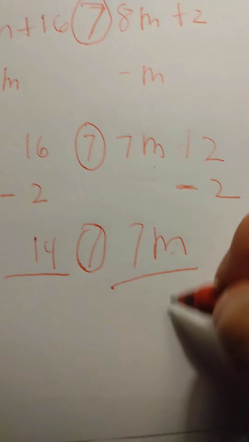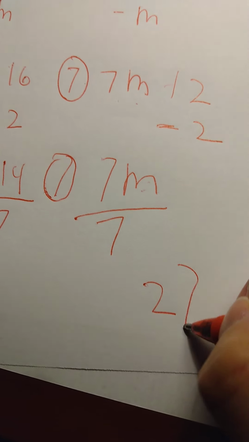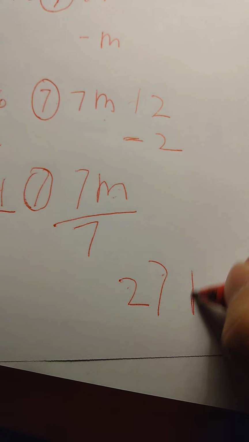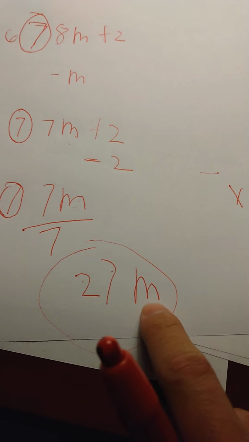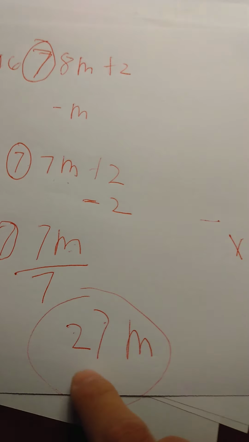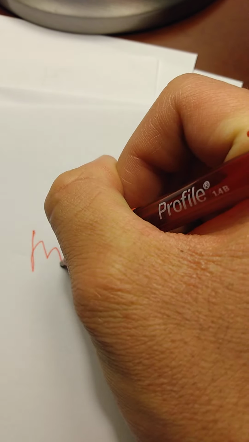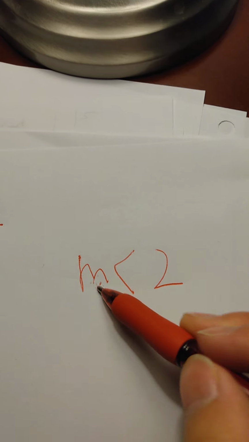So 7m, divide that by 7, and divide that by 7, we will get 2 is greater than m. But there is one rule to this problem right here. If the variable is on the right side, it should be flipped, and it must be on the left. So now our new inequality is m is less than 2. Because my math teacher, Mrs. C, always wants the variable to be on the left side.